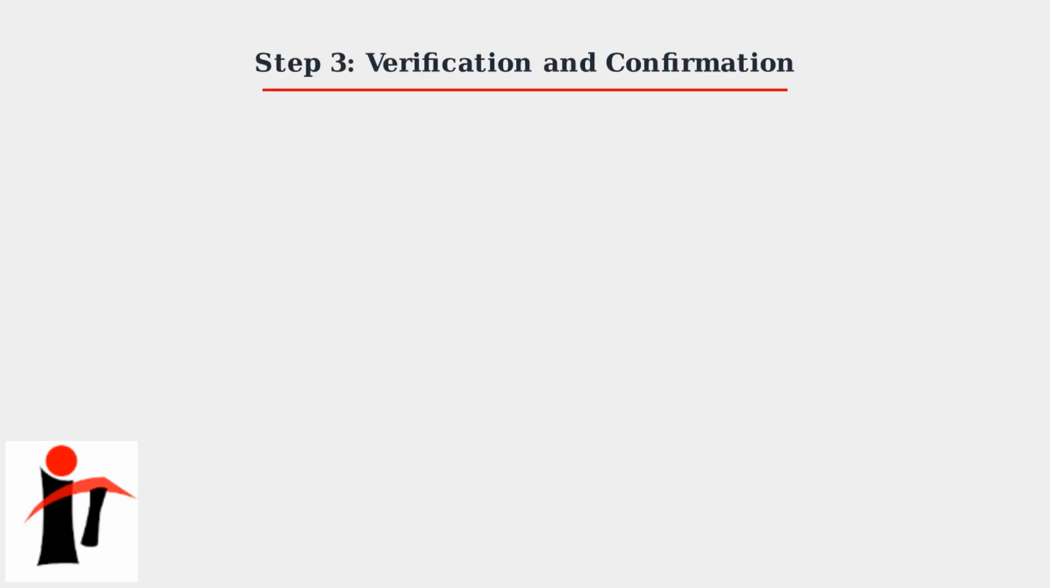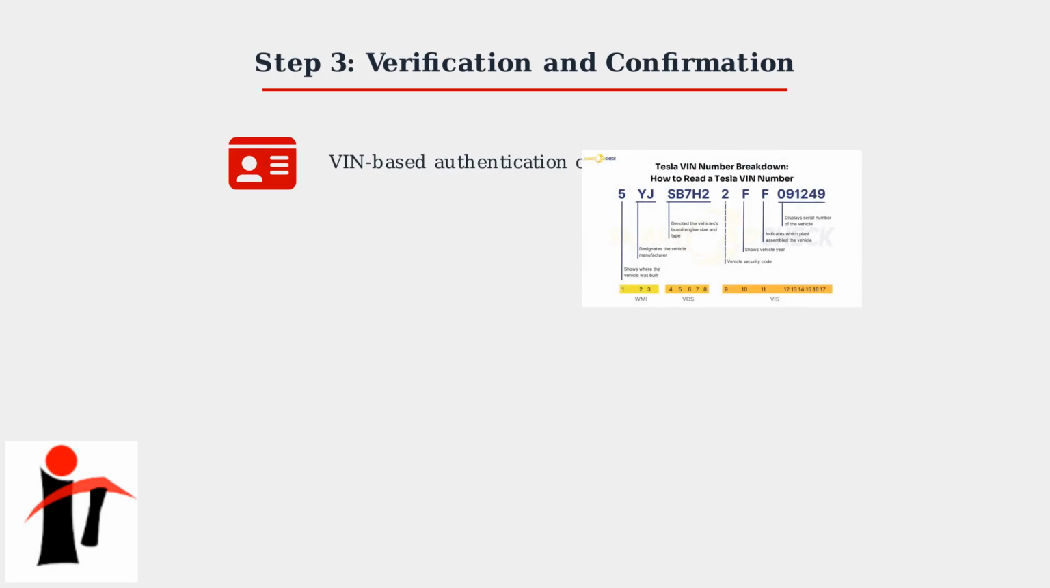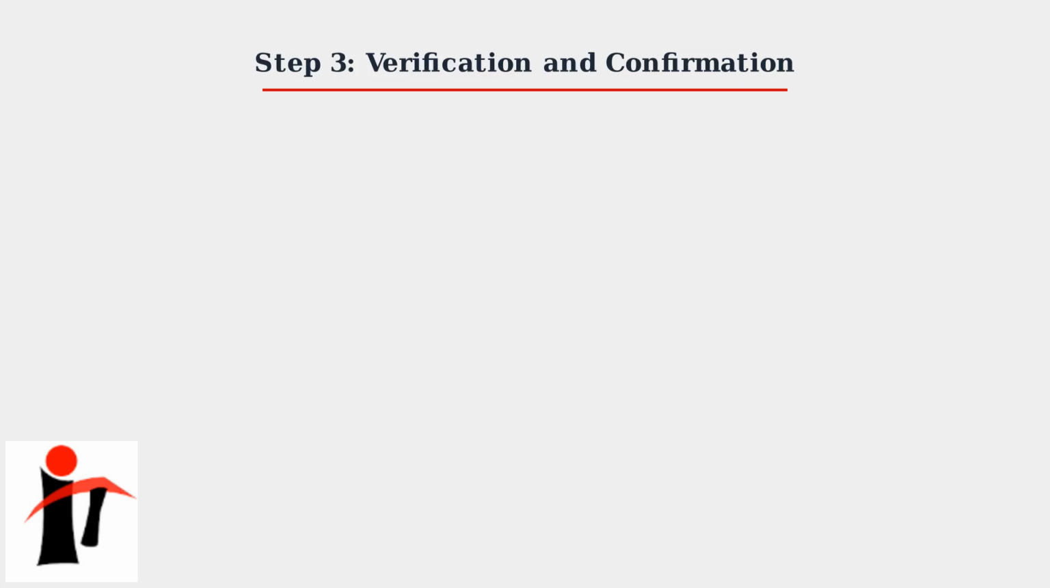Tesla will now verify the information you've provided to ensure a secure transfer. This critical step includes multiple layers of authentication to protect both buyer and seller. First, VIN-based authentication uses your vehicle's unique 17-digit identification number to confirm its identity and ownership history. Tesla's system cross-references this with their database for instant verification.